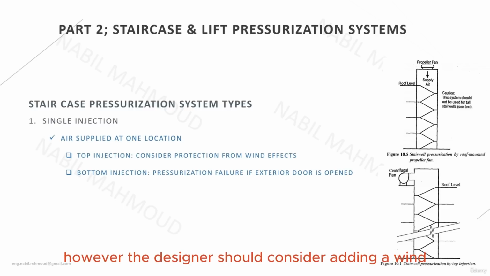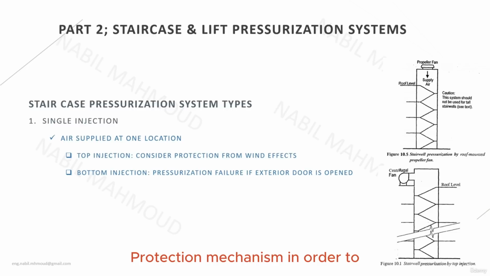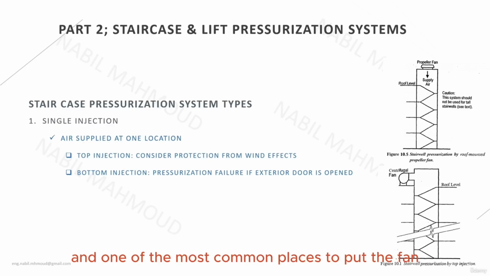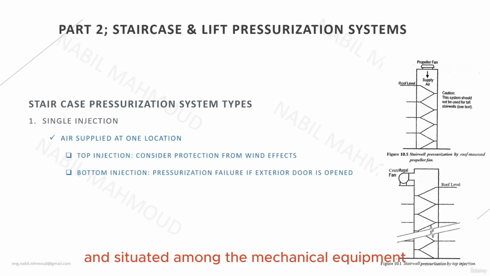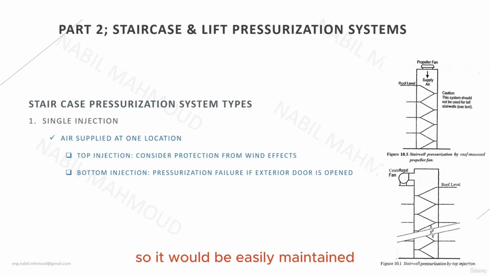However, the designer should consider adding a wind protection mechanism in order to protect the fan from direct exposure to the wind if it is placed in the direction the wind blows toward the building. And one of the most common places to put the fan in this single injection scenario is either on the roof or at the ground floor. On the roof, it has the advantage of being situated among the mechanical equipment, so it will be easily maintained and protected from tampering.